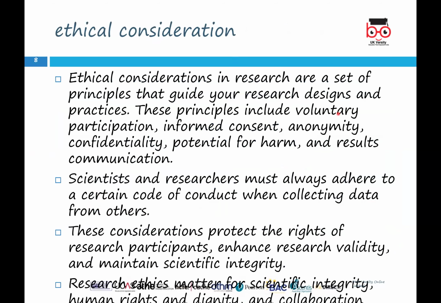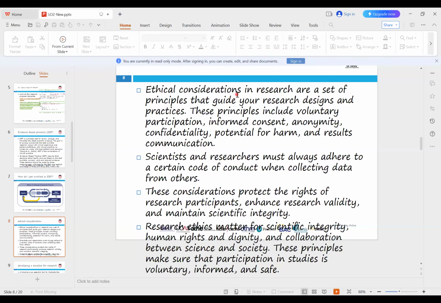There are certain ethical considerations within your research. So there are a set of principles that would guide your research design and practice. These principles would include voluntary participation, informed consent, anonymity. So what is voluntary participation?